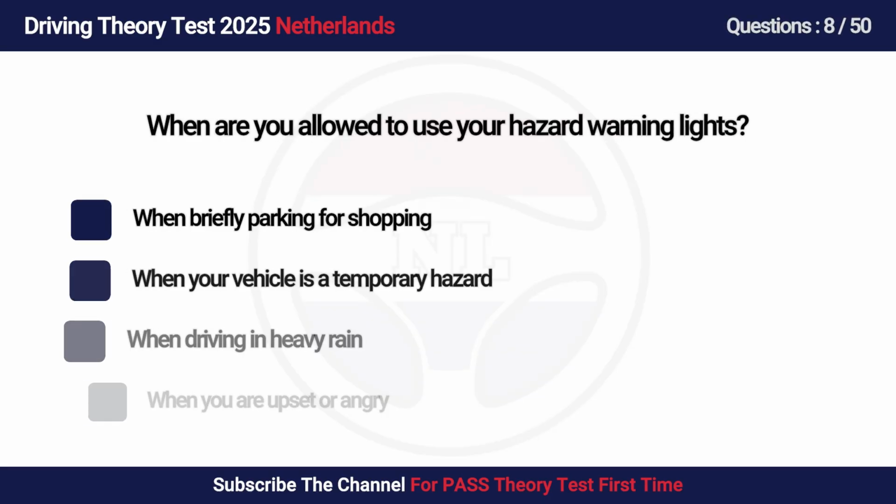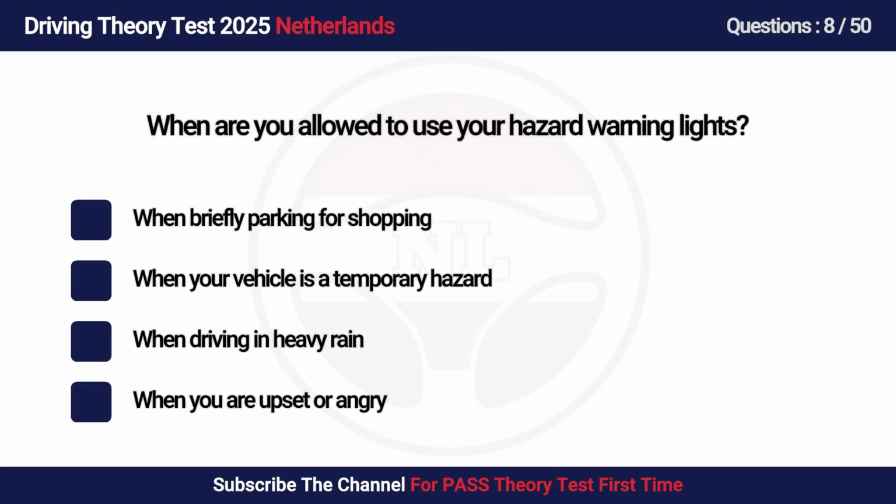Question 8. When are you allowed to use your hazard warning lights? A. When briefly parking for shopping. B. When your vehicle is a temporary hazard. C. When driving in heavy rain. D. When you are upset or angry.